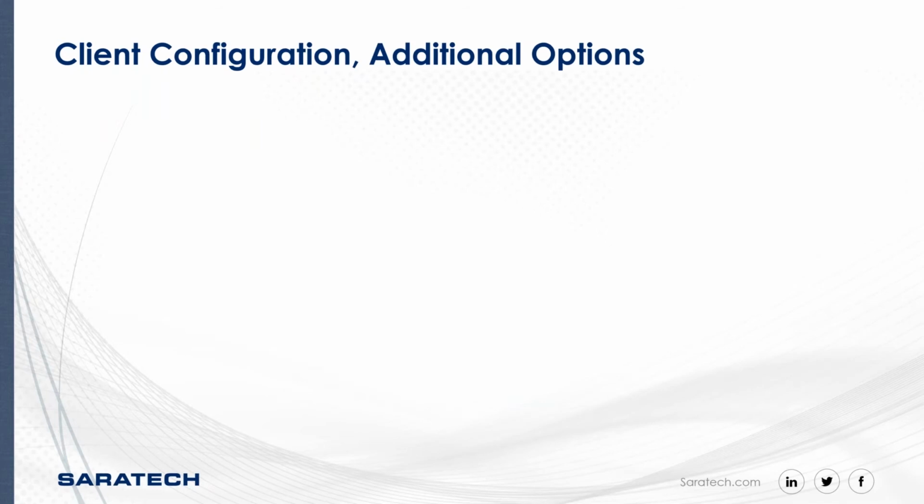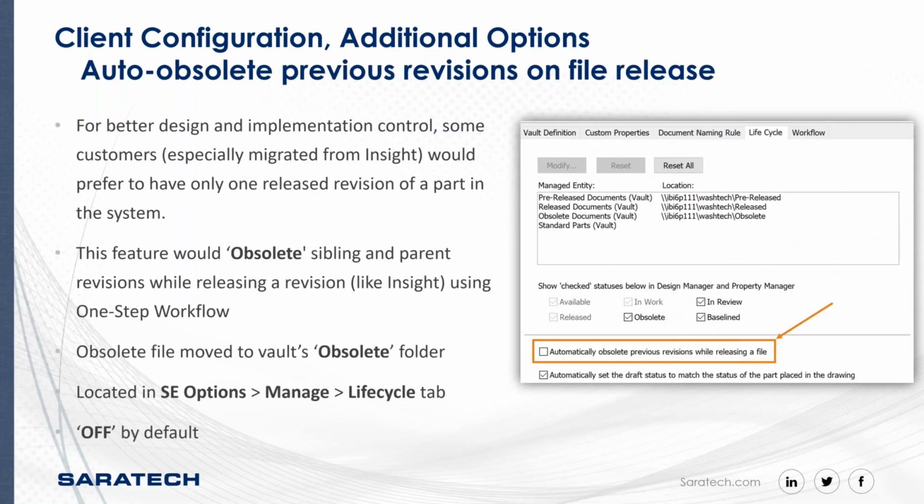So, some additional client configuration. We have additional options on some of those screens that we didn't talk about. One of those is automatically obsolete the previous revisions. That's going to do exactly what it says. If there are previous revisions in the pre-released and released folders, say you have Rev B, and now you make Rev C and release that, it's going to take Rev A and B and automatically obsolete those and put them into the obsolete folder.